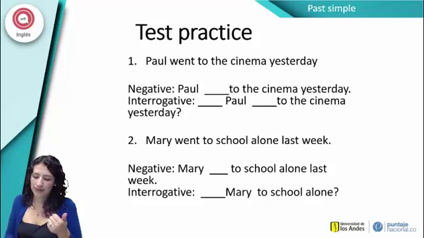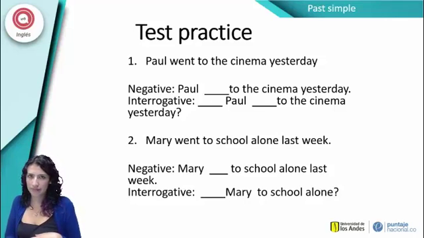Entonces, otra vez. La frase es, Mary went to school alone last week. La negativa sería, Mary didn't go to school alone last week. ¿Ok? Mary didn't go. Y la interrogativa, did Mary go to school alone? Ay, aquí me comí una rayita. So, did Mary go to school alone last week? Solo se trabaja con ese auxiliar porque estamos en el pasado simple.